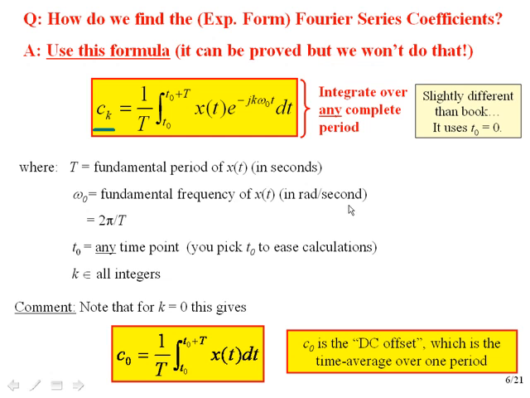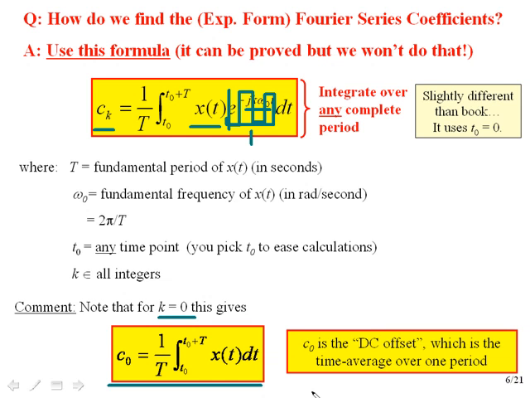So just to comment here, when we let k equal 0, notice that we get e to the 0. E to the 0 would then be equal to just 1. And so this whole thing then goes away. And we're left with just the integral of x of t. So this is the result for c sub 0. It's essentially just the numerical average value of x of t.